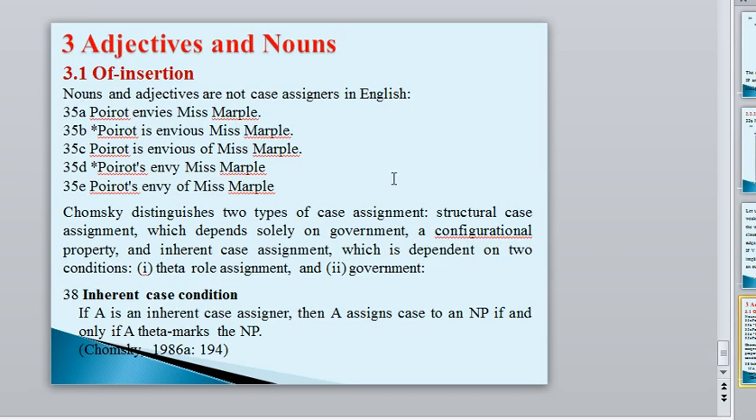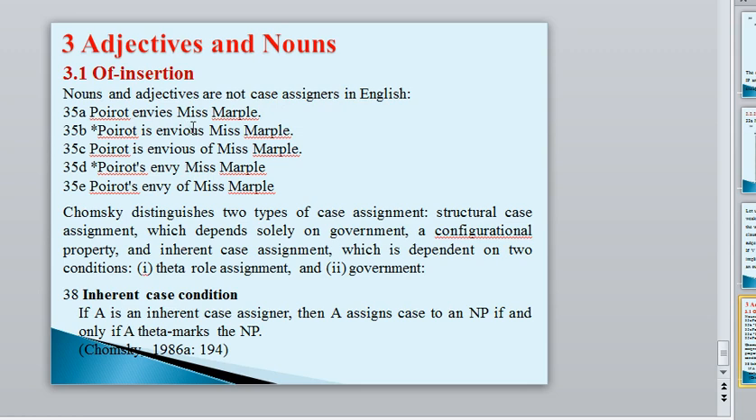And the last part in these slides is about the adjectives and nouns. As I told you, we have just two kinds of case assigner, the verb and the preposition. So the adjectives and nouns are not case assigners in English. We have just two kinds of case assigner in English, verb and preposition, not adjective and not noun. So look at the examples here.